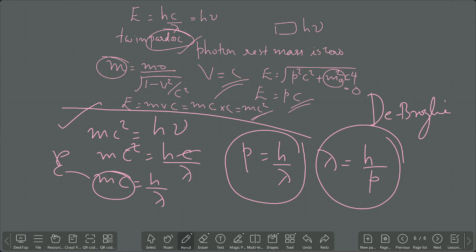We have lambda is what? H by p. That means lambda inversely proportional to what? Mass of the entity. For example, you consider electron. When you consider electron, lambda proportional to electronic mass.